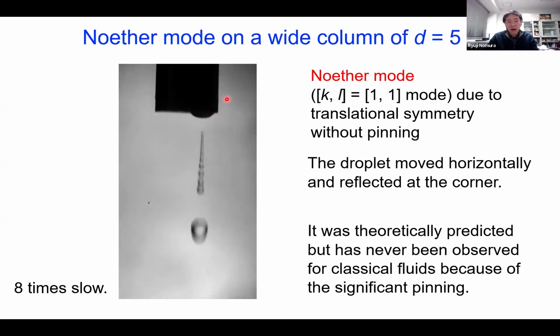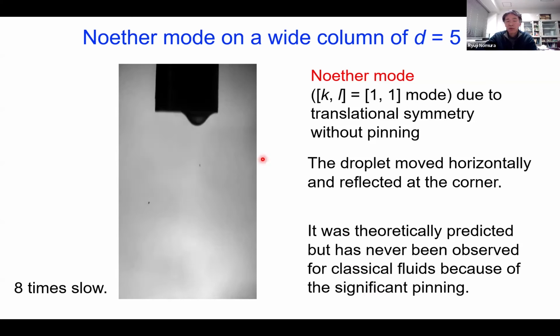But we have a corner of the flat region. At the corner, that breaks the translational symmetry and the droplets are reflected at the corner, so it moves back and forth like this. This kind of motion was theoretically predicted, but has never been observed in a classical fluid, because in a classical fluid they have significant pinning. The droplet edge is easily pinned on the surface and cannot freely move.